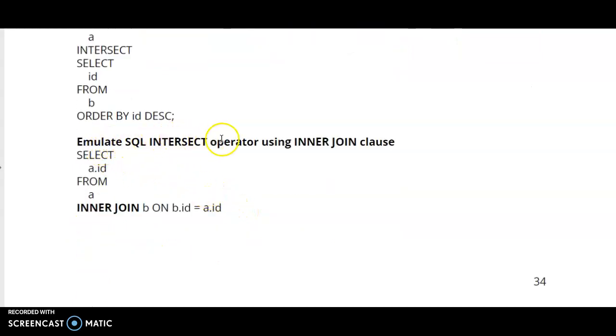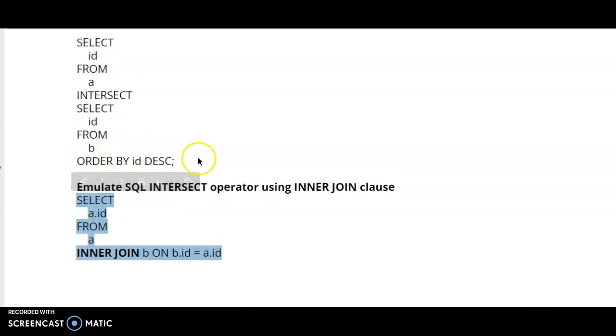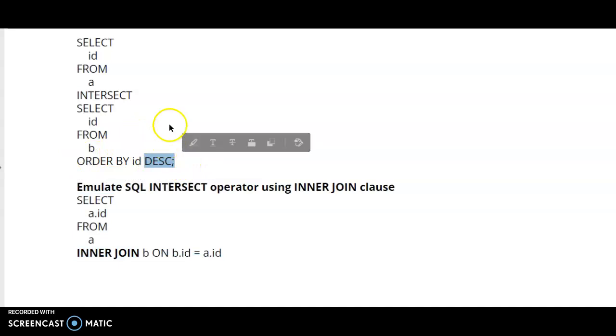Emulate the SQL INTERSECT operator using the INNER JOIN clause. Using the inner join clause, we will get the same result. And here is the query: select A.ID from A inner join B on B.ID equals A.ID. This query will give the same result as using intersect.